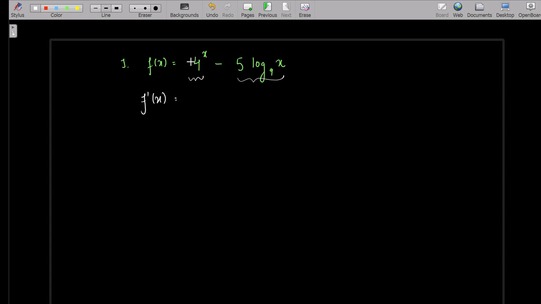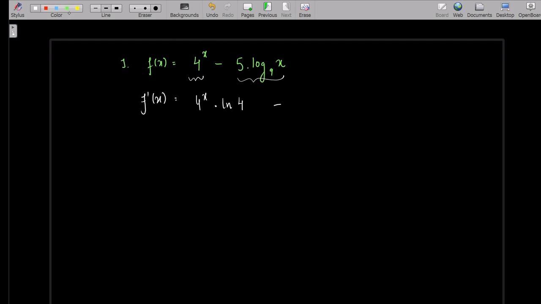So Anika, with addition and subtraction, it's easy. What's the derivative of 4 raised to x? 4 raised to x times ln 4, yes, not times 4, we say ln 4. So that's the derivative of 4 raised to x, minus, now the derivative of 5 log to the base 9 of x.